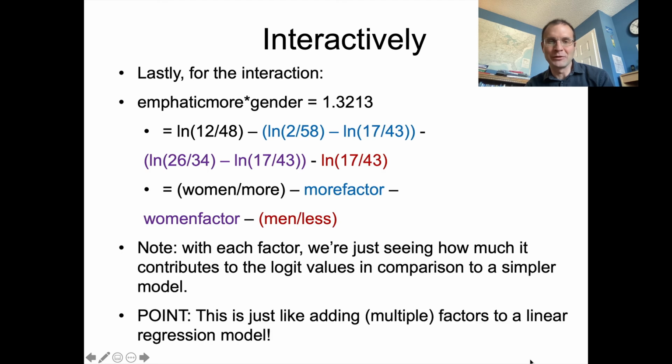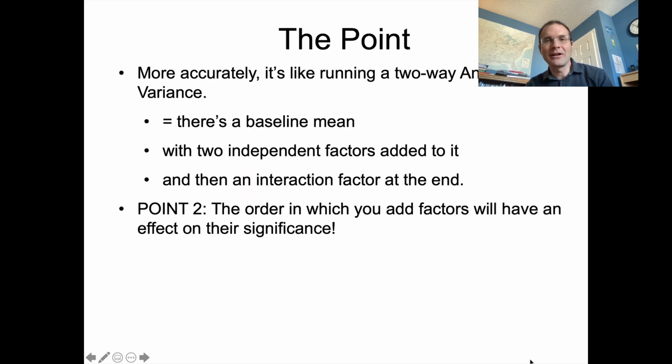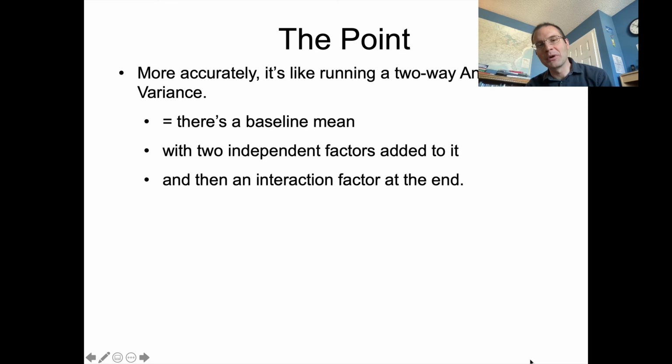Actually, in addition to this looking like a multiple regression model, it's a little more like a two-way analysis of variance, where we have this baseline mean. In our example, that was the men in less context. And then we have two independent factors added to it, either the emphasis factor or the gender factor, and then also an interaction factor at the end. We're not thinking so much about the residual variance that's left over there, but that's basically how this model is structured. So even though our dependent measure is structured in a different way, the overall model is built up in a similar fashion.